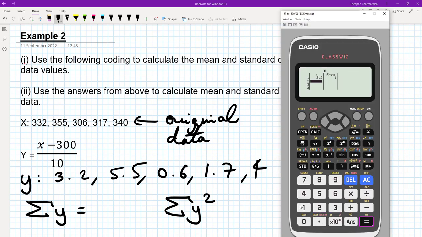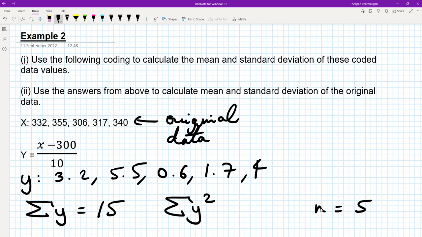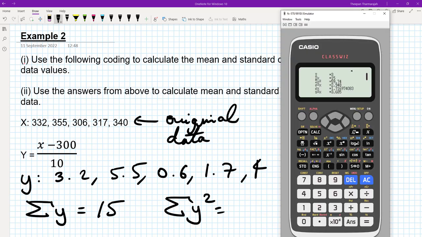That's 3.2, 5.5, 0.6, 1.7, 4. Go to AC, option, one variable calculation. So the sum of y is 15. Sum of y squared from the calculator we get to be 59.74.